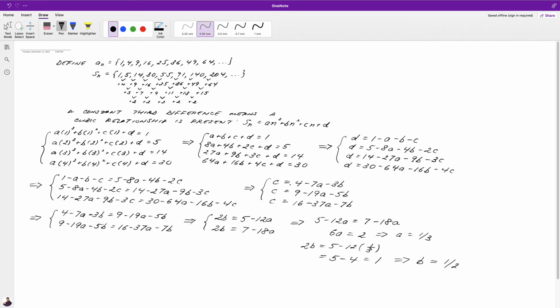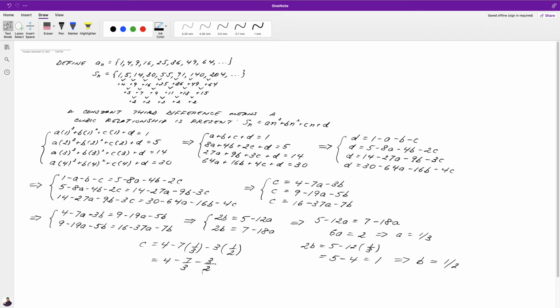Let's now find c. I'm going to go ahead and just use this top equation. I like the coefficients. They're easier to work with than these ones. Okay, what do we got? We got 4 minus 7a, which is 1/3, minus 3b, which is 1/2. So plugging those values in there, we're going to have 4 minus 7/3 minus 3/2.